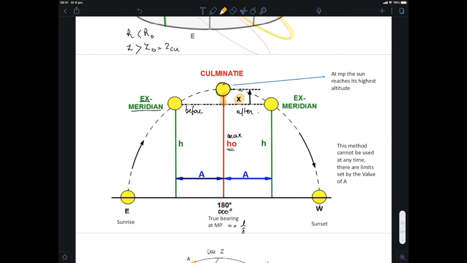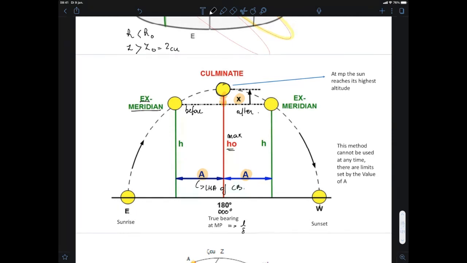Now, there are limits to this method. You can't use the method more than 2 hours before meridian passage or more than 2 hours after meridian passage. These limits can be found, and I will explain that to you later on, in the Norie's nautical tables, using a certain pre-calculated value for A. The value for A depends on the LHA of the sun, or rather the LHA of your celestial body, since we always talk about the sun, but it's the LHA of your celestial body.